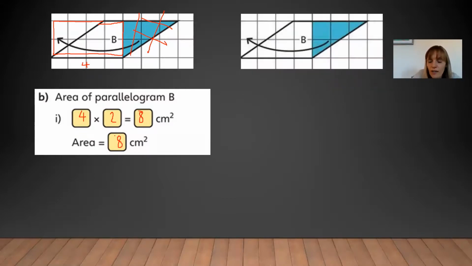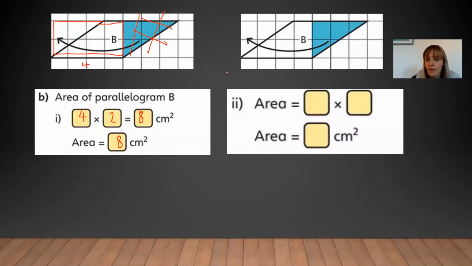Now for the next one, let's do it by not moving it, even though it's the same picture. I've kept that so you know it's the same one. Let's now do it by doing the base times the height. This time we're not moving anything, we're just thinking which is the base. Here's the base, so we've got this going along here. So that's 4 centimetres, and the height, I've got to come to the corner of my baseline, go up at a 90-degree angle, and my height is 2 centimetres.